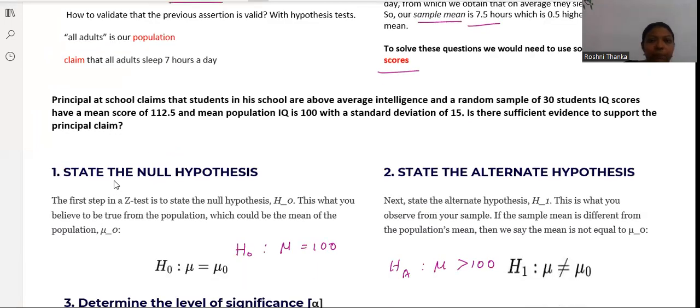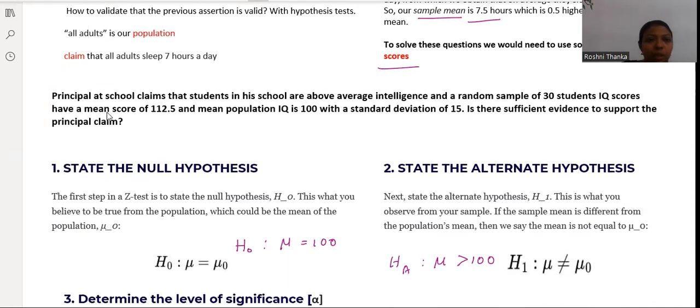Let's see another example. There is a statement: a principal of a school claims that all the children in their school are above average. This is the claim of the principal, above average intelligence. The random sample they are taking is only 30 students, with their IQ scores, and they have the mean. The mean they found for the sample is 112.5, and the mean of the population is 100, with a standard deviation of 15.